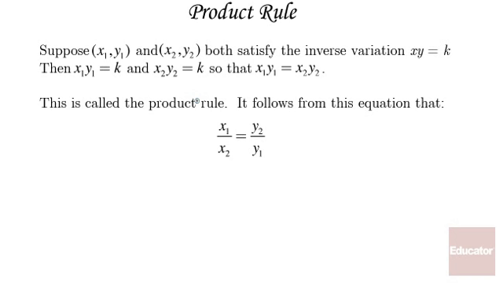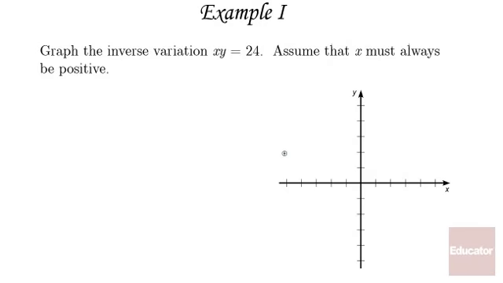And this is called the product rule. You can manipulate this equation by dividing both sides by x2 and y1 to end up with this form of the equation. And what's helpful about this, the application, is that if you know 3 points, you can use this rule to find the fourth point. And that's exactly what we're going to do right now in some of the examples.